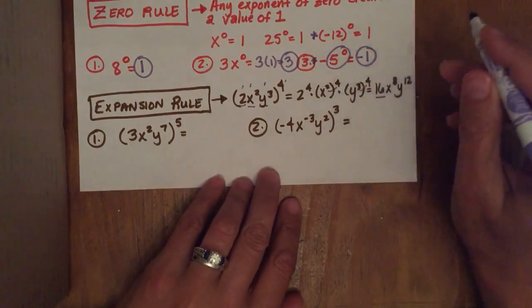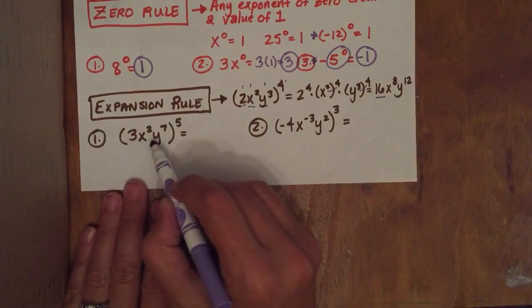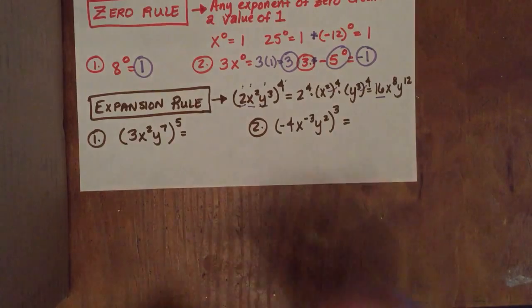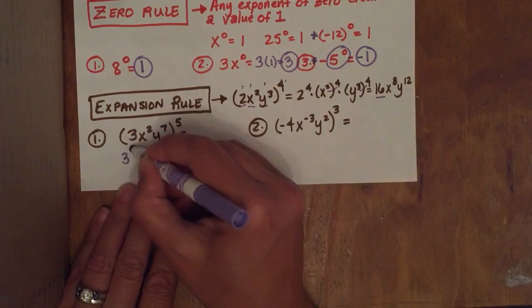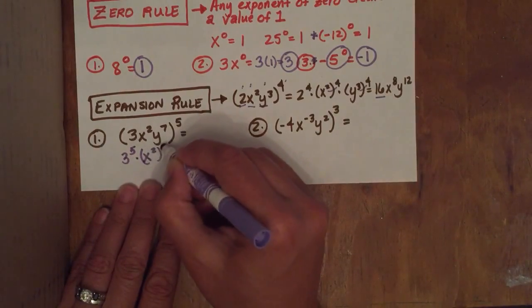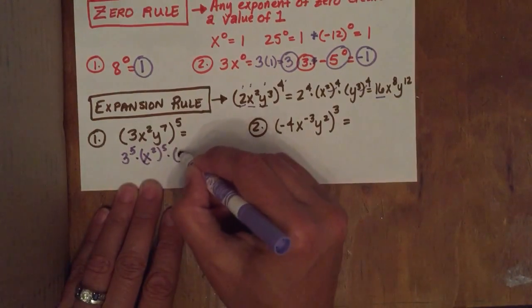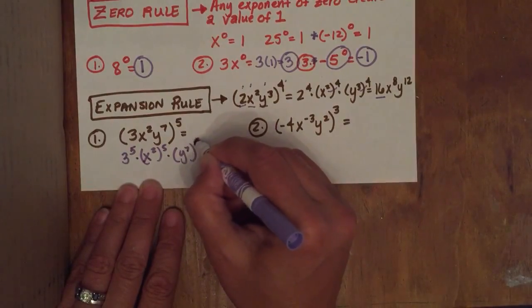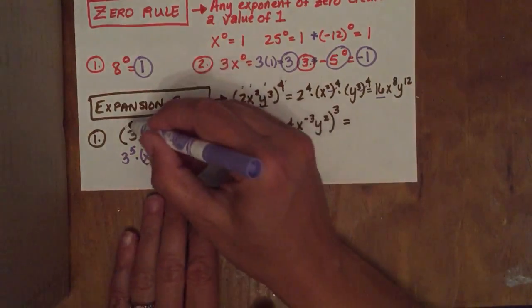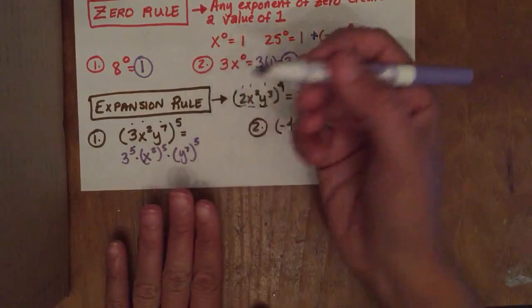So let's look at these two examples here. I've got 3x squared y to the 7th, all to the fifth power. So now what I'm going to do is raise each one of these that's on the inside to that power. So the first thing I'm going to do is 3 to the fifth, and I'm going to multiply that times x squared to the fifth, and I'm going to multiply that by y to the 7th to the fifth. Again, they're all multiplied, so it's all power raised to a power.